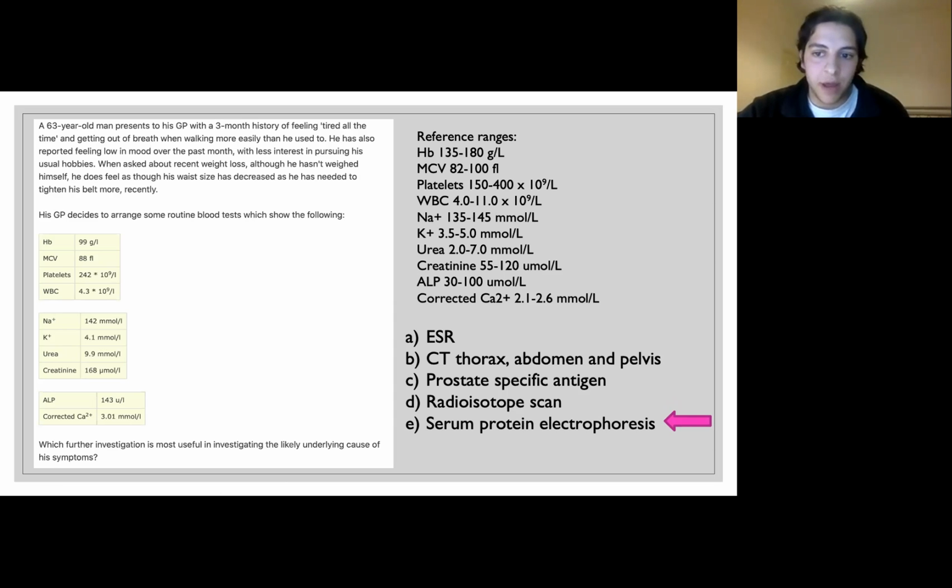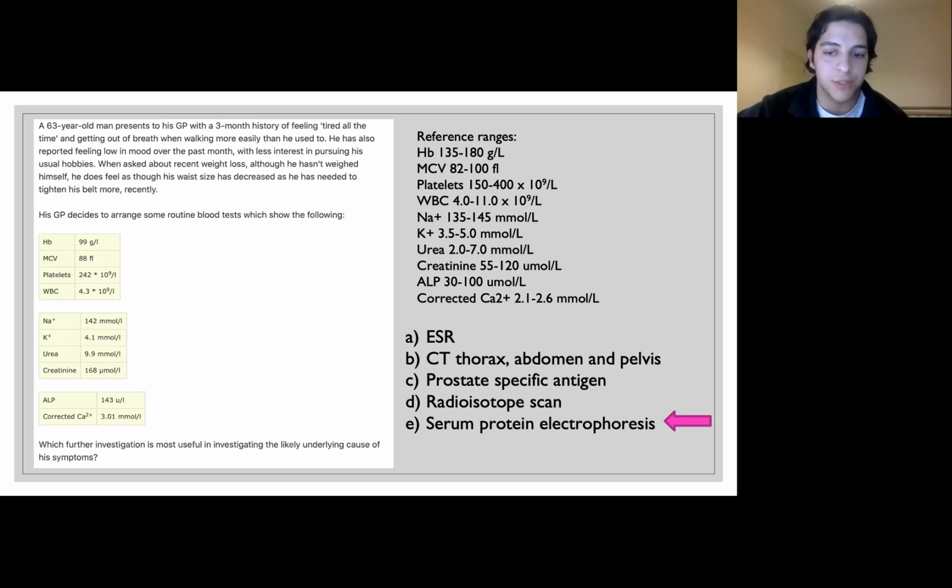So the combination of hypercalcemia and weight loss should raise suspicion of lytic bone metastases. The presence of renal failure and anemia are most suggestive of myeloma. So therefore the serum protein electrophoresis or urinary Bence-Jones protein should be the investigation of choice. ESR being elevated is suggestive of myeloma, although it wouldn't be diagnostic or help to rule out a diagnosis of myeloma.